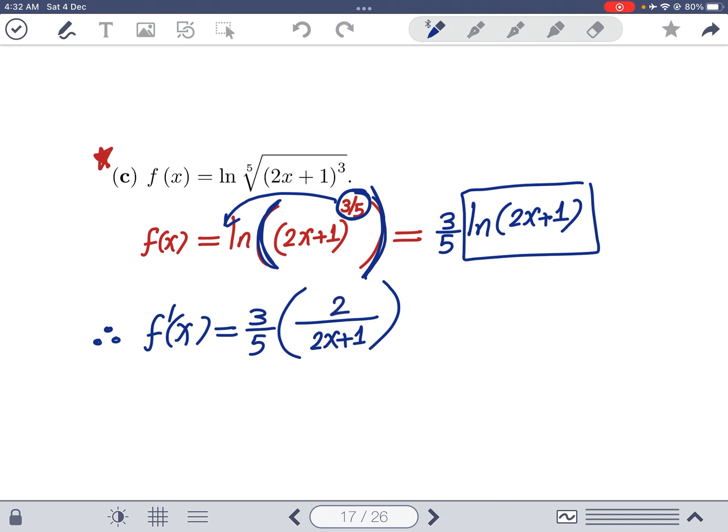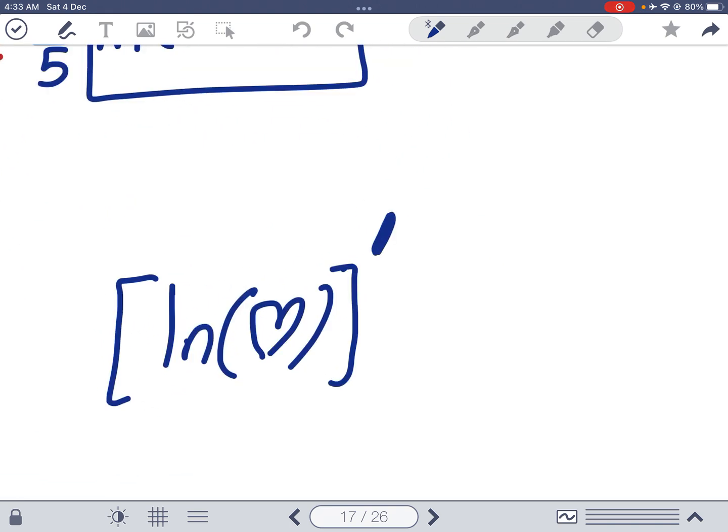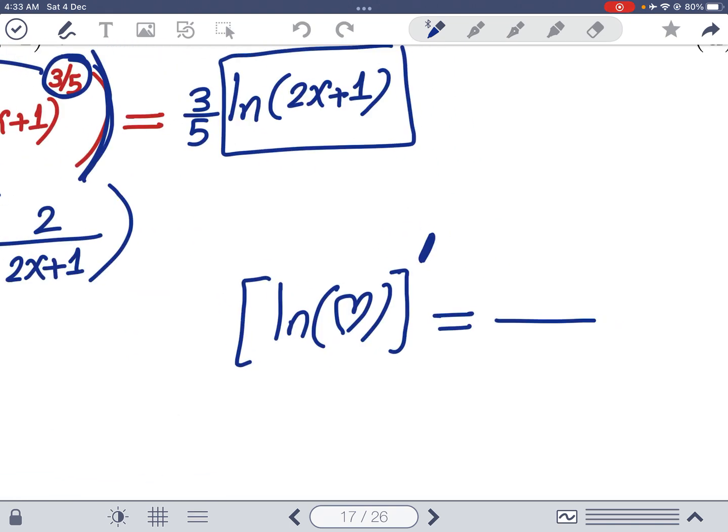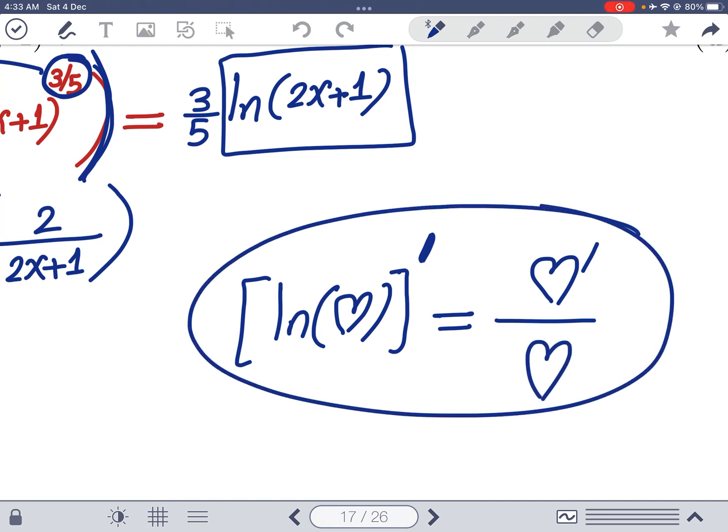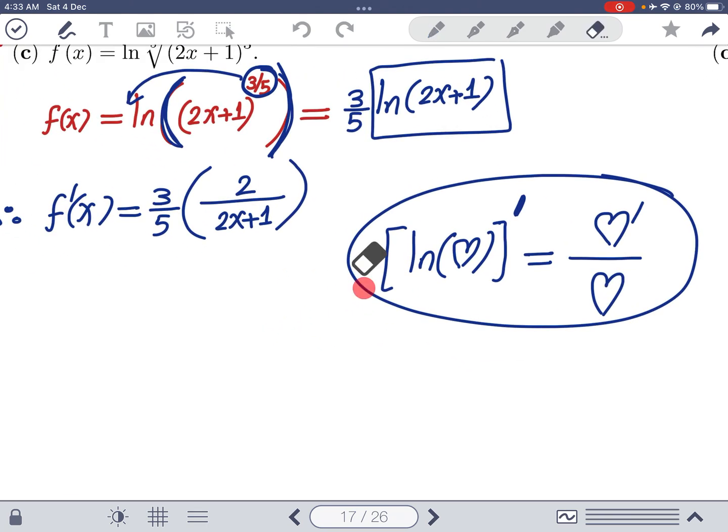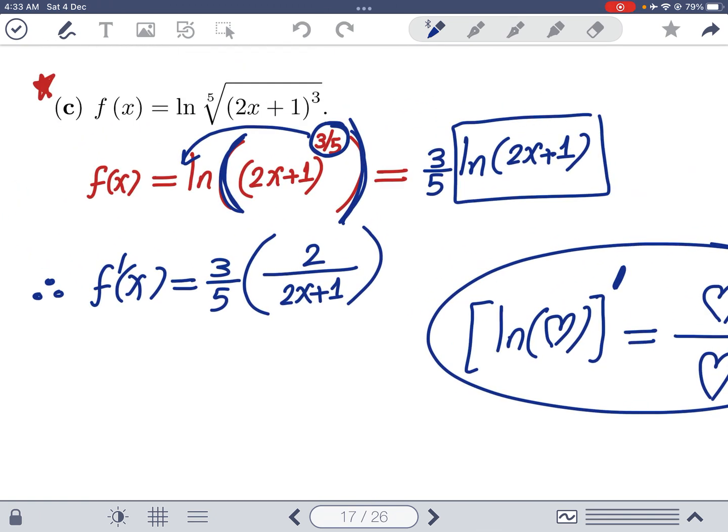Just this. So if you have ln of anything, let's call it heart, and you want to take the derivative, it's always going to be a very easy rule. It's heart prime over heart. Okay, remember this always. The derivative of logarithm is one of the most attractive and simplest derivatives. It's just the derivative of the inside over the inside. So that's why here you have the derivative of the inside is 2 over the inside is 2x plus 1.